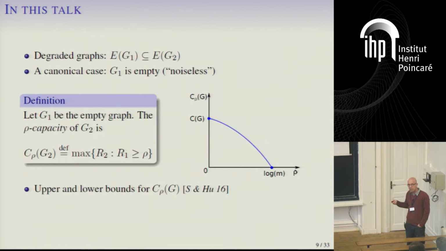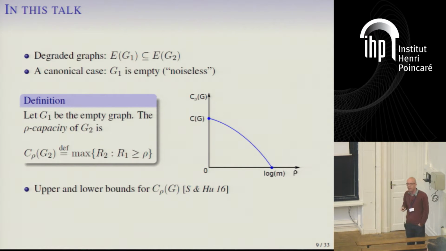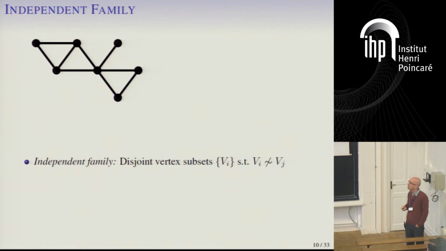Now, what I'm going to discuss now is how we get upper and lower bounds on this quantity, C rho of G. All right, so in order to actually get there, we need to define some new notion of independence. And this notion we call an independent family. It's a generalization of an independent set. And what is an independent family? It's simply a bunch of disjoint subsets of the vertex set that are non-adjacent in the graph.